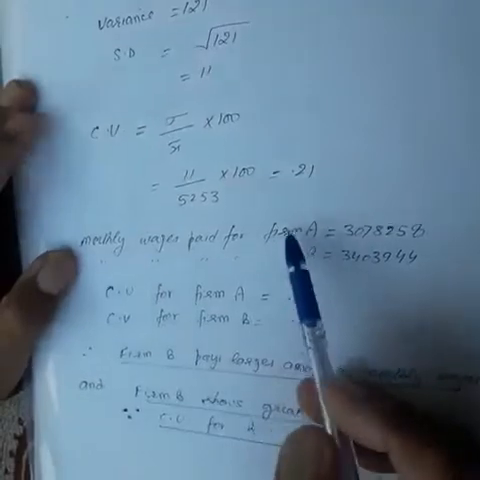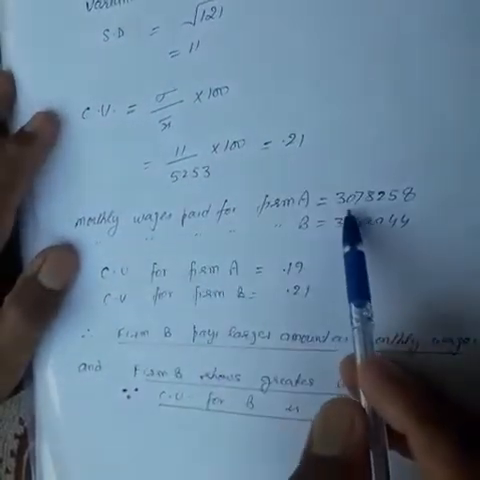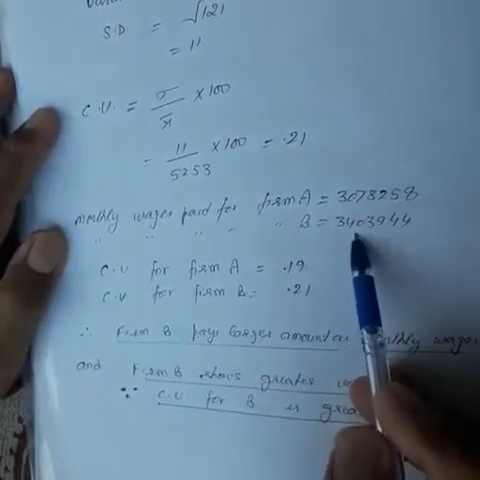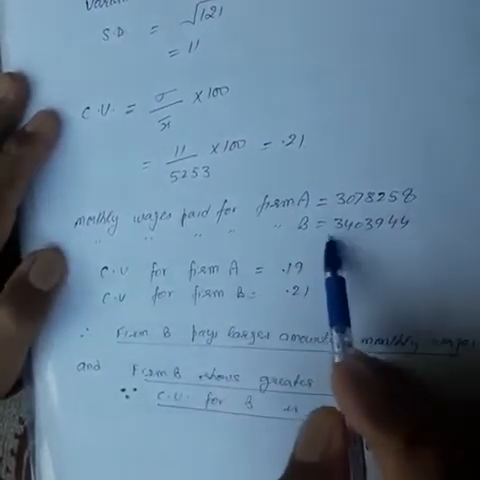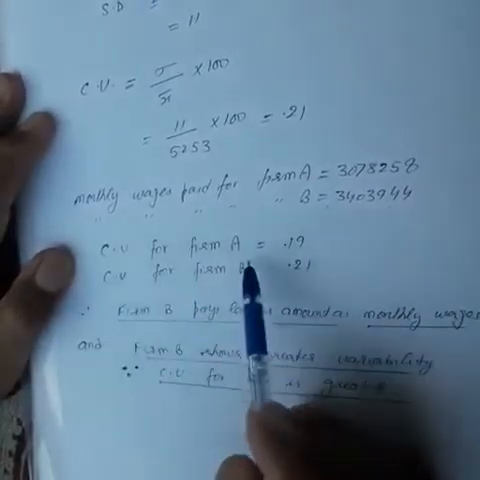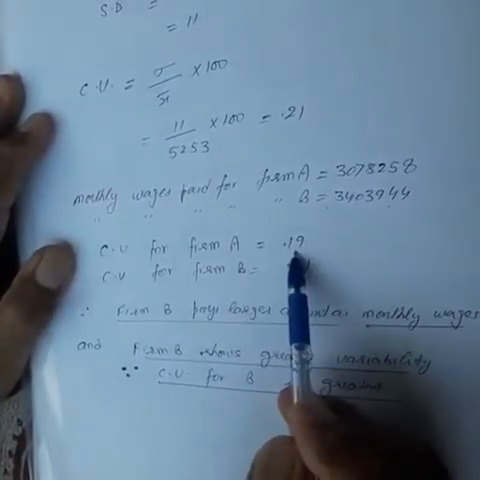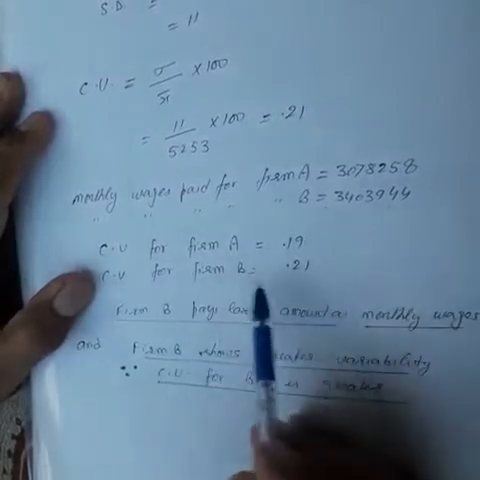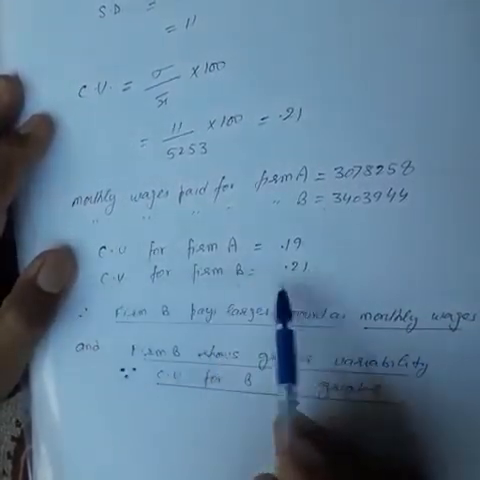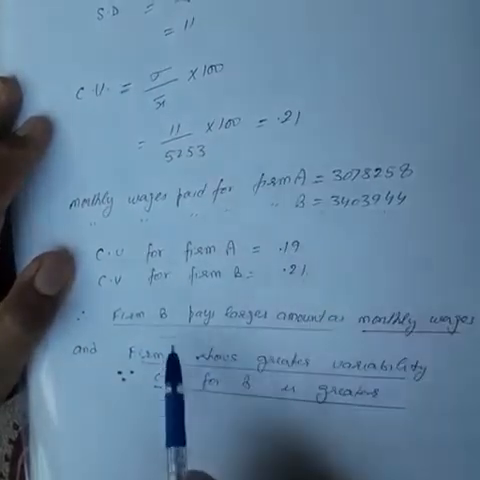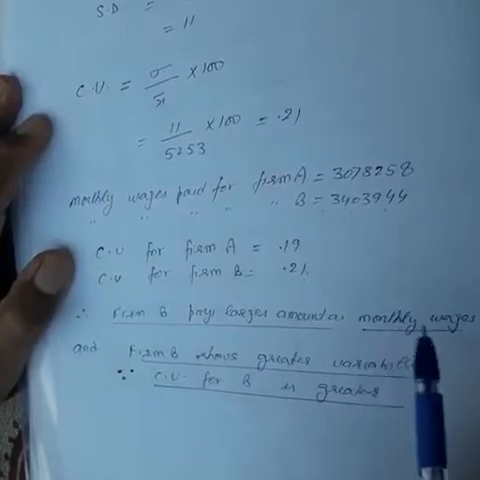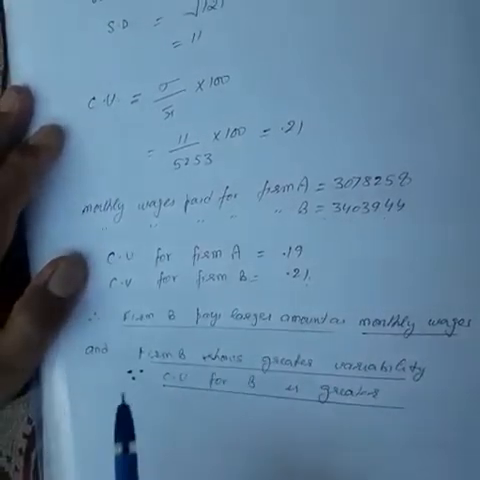Now monthly wages for A, this is the figure, and monthly wages for B, so you can compare. So monthly wages for B is greater. Similarly, the coefficient of variance for firm A, we have calculated 0.19. The coefficient of variance for firm B is 0.21. Because the coefficient of variance for B is greater, B shows greater variability, or B is more variable.